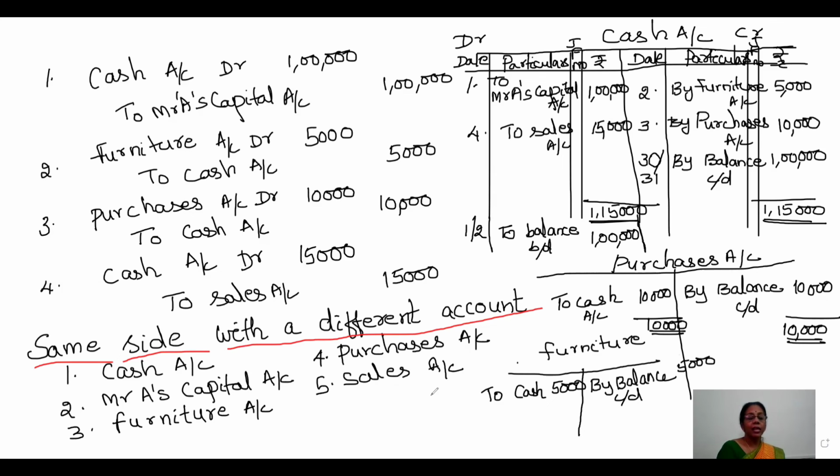But when you are considering the sales account, the posting will be on the credit side. Remember, the posting will happen on the credit side because it says cash account debit to sales account. So since sales is on the credit side, your posting also will appear on the credit side. By cash account, you would say 15,000 and the balance will come onto the debit side. So to balance carried down, it would be 15,000. So hope you would have understood how this ledger posting has to be worked upon.